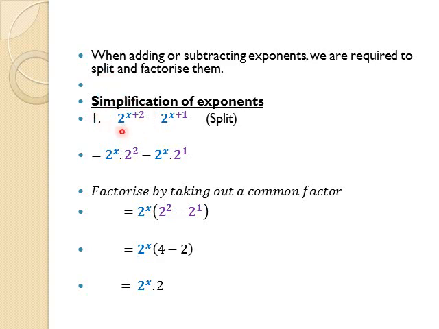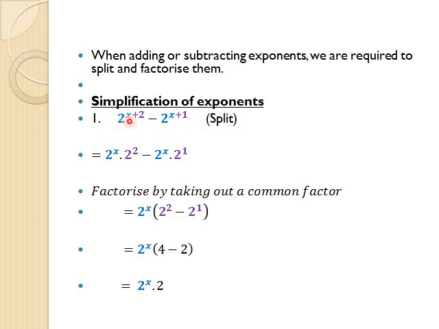So look here at problem number 1. I have 2 to the power x plus 2 minus 2 to the power x plus 1. It should be clear to you what is a common factor: 2 to the power x. Problem is, once we take that out, the error persists with learners where you write 2 minus 1 instead of 2 to the power 2 minus 2 to the power 1. So therefore I introduce this concept, something that old textbooks teach you, split.